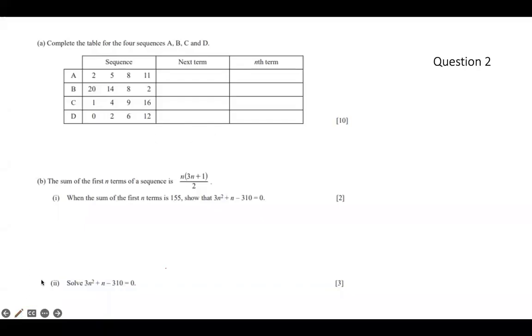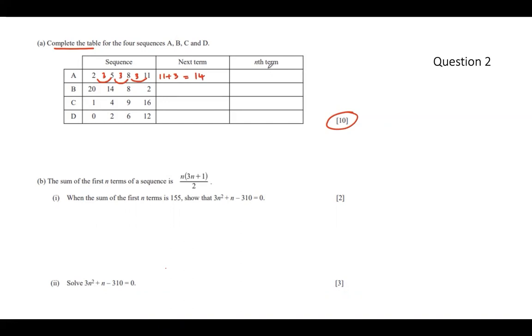All right, so now let's take a look at another question where we have to complete the table for 4 sequences, and it's worth 10 marks. Let's take a look at the first one. So here the sequence is 2, 5, 8, 11. So the difference between 2 and 5 is 3. 5 and 8 is also 3. 8 and 11 is also 3. So the next term is simply going to be 11 plus 3, which is 14.